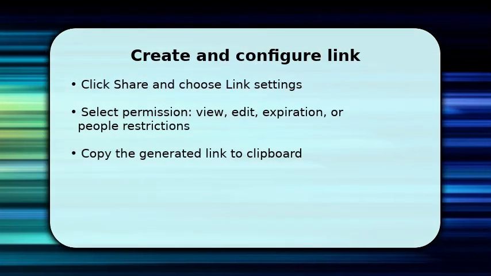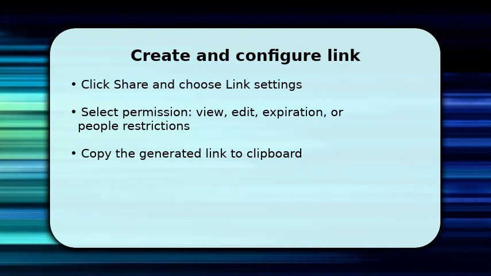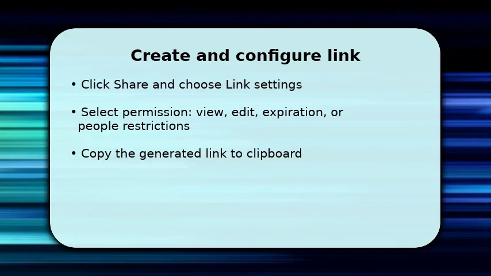Now build the actual link and set who can access it. Click Share, then Link Settings or anyone with the link, depending on your tenant. Choose View or Edit, set expiration or password if needed, and restrict to specific people for privacy. Once configured, click Apply and then Copy Link. The link is now in your clipboard.